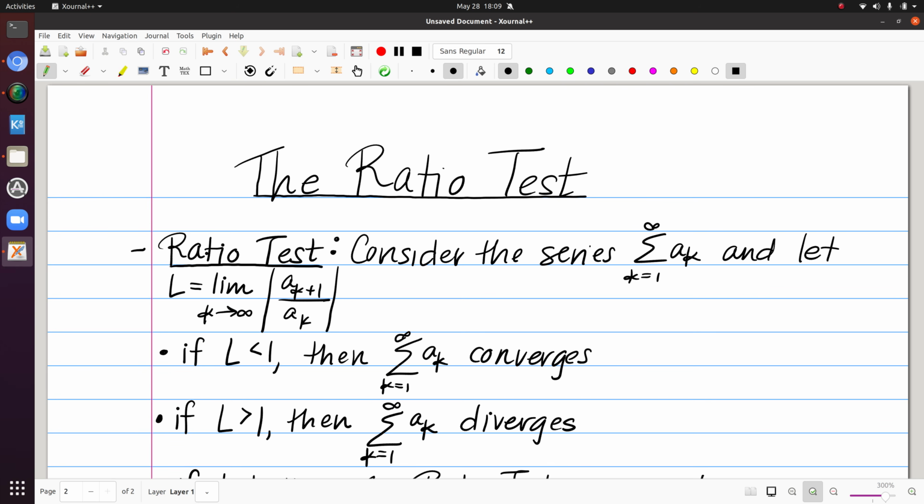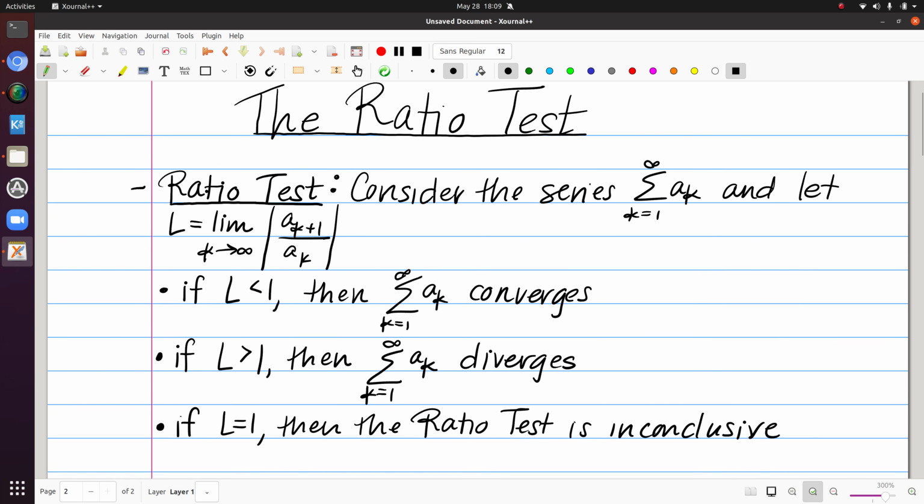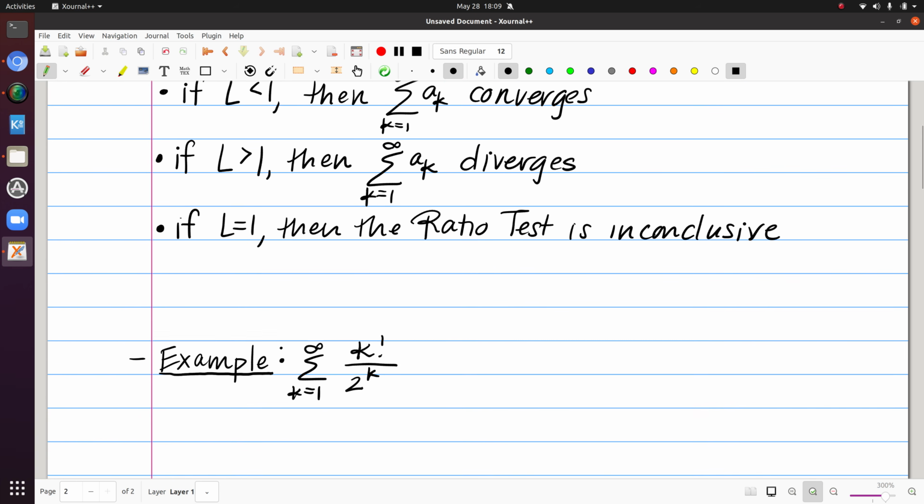If L is strictly smaller than 1, then the series converges. If L is strictly greater than 1, the series diverges. And then if we ever have L exactly equal to 1, we just can't get any information from the ratio test. So one of the nice things about the ratio test is that there really aren't very many restrictions on when we can use it.